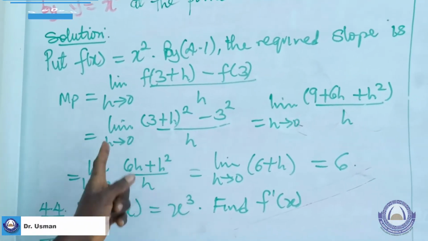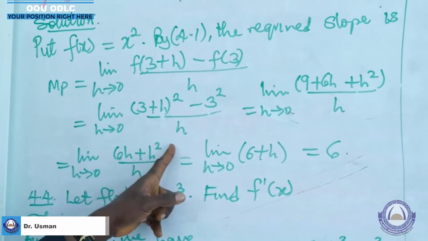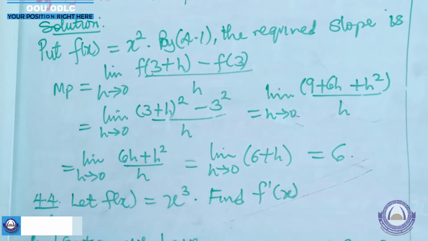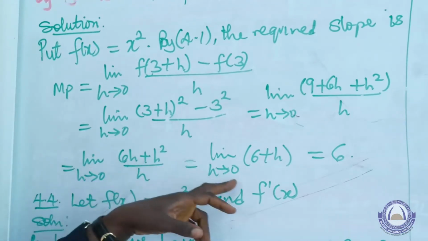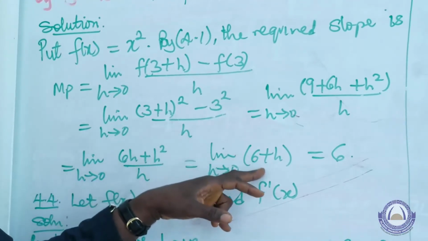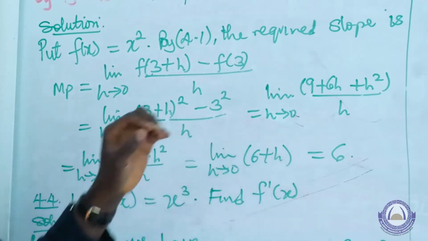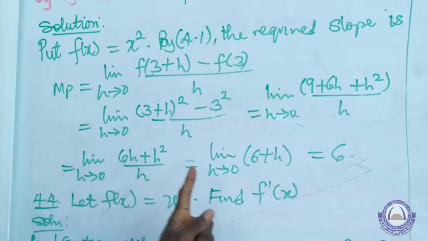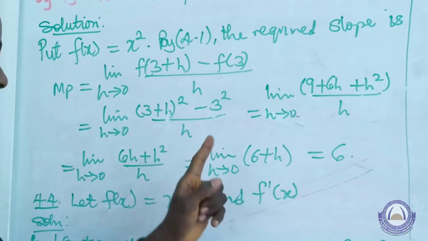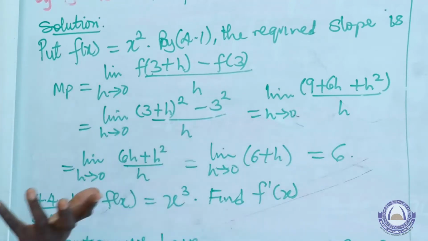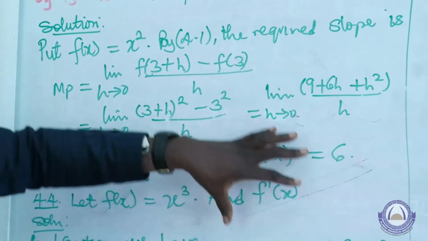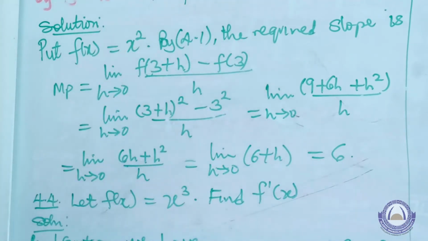In the numerator, we have 6h plus h to the power 2 over h. h is common, so we take one h out. If you take that h out, we now have the limit as h tends to 0 of (6 plus h). The condition is that h is a very small number, and h is tending to 0. So anywhere we see h now, we say h is equal to 0. 6 plus 0 is equal to 6. That is for that example. Any question? I hope you understand.